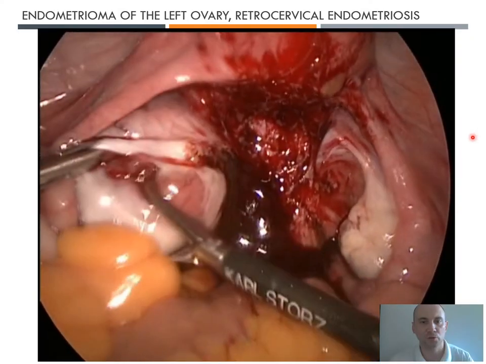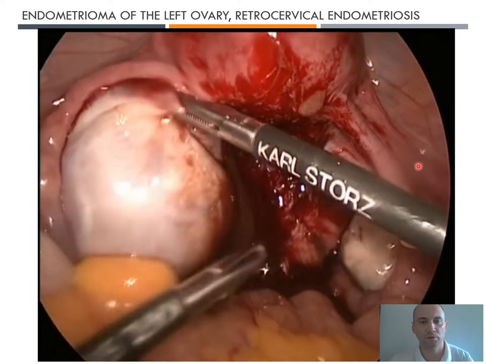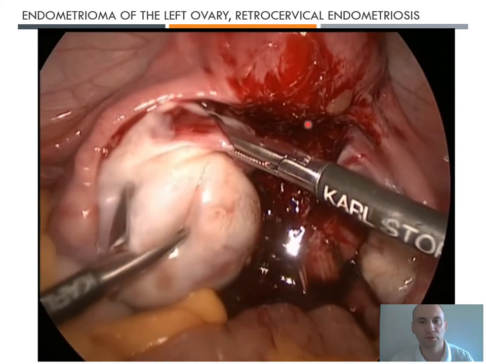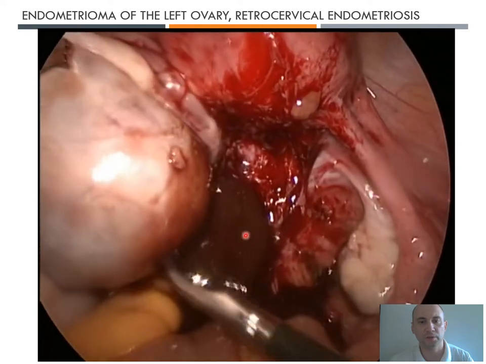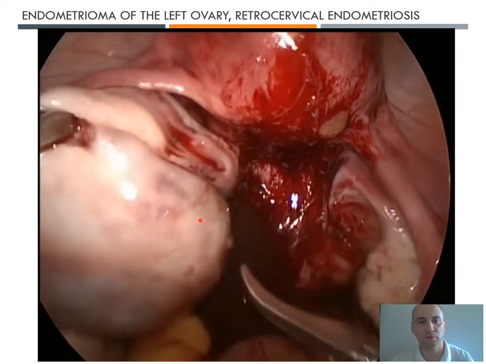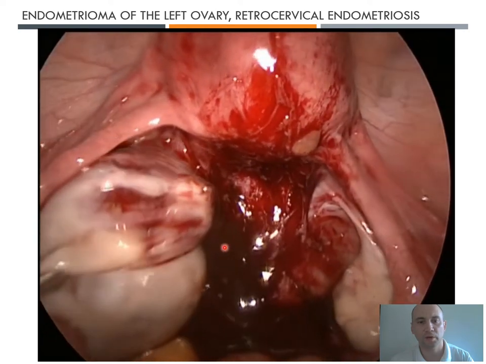Now, this video shows the endometrioma of the left ovary and retrocervical endometriosis with adhesions forming in this area. So-called chocolate fluid in the ovarian cyst, the endometrioma.